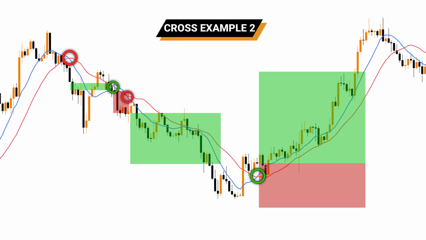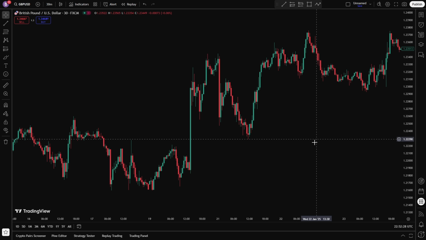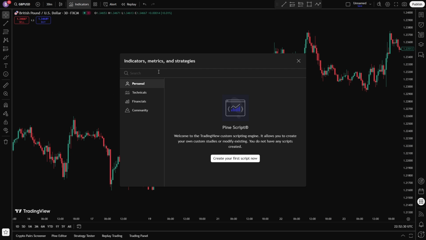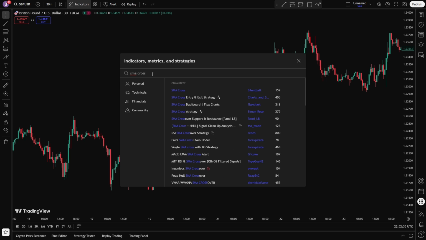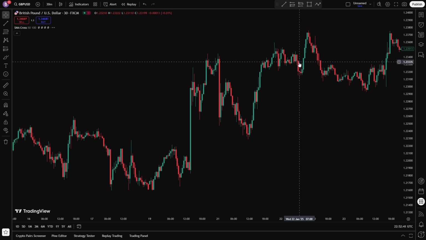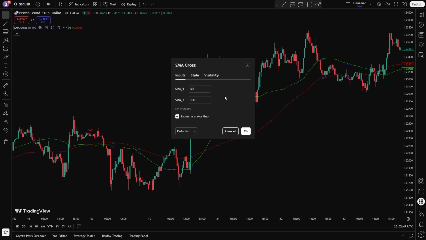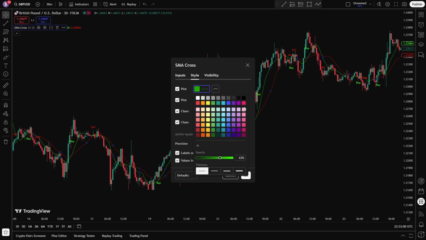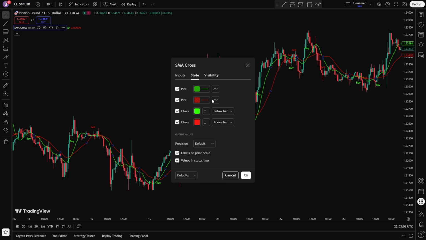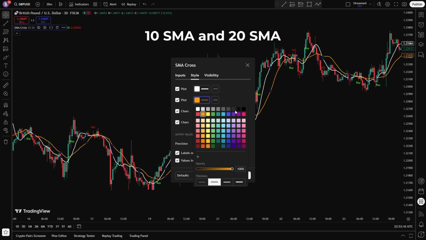If you want an already created SMA crossover tool right now, head over to TradingView, click on the Indicators tab and search for SMA Cross, then choose the one created by Silent Chat. This is where the basic knowledge you gained from the theory I explained earlier comes in. You can set the lengths to your own preferences to match your trading style. You can also change the weight of the lines to make them more visible on the chart. I prefer the 10 and 20 SMA for most pairs, by the way.